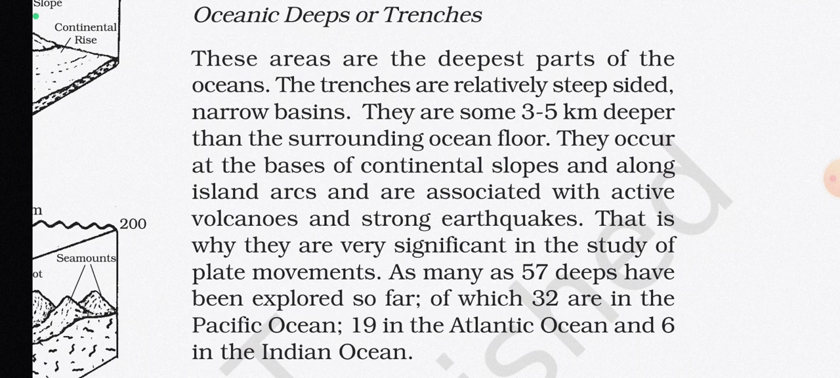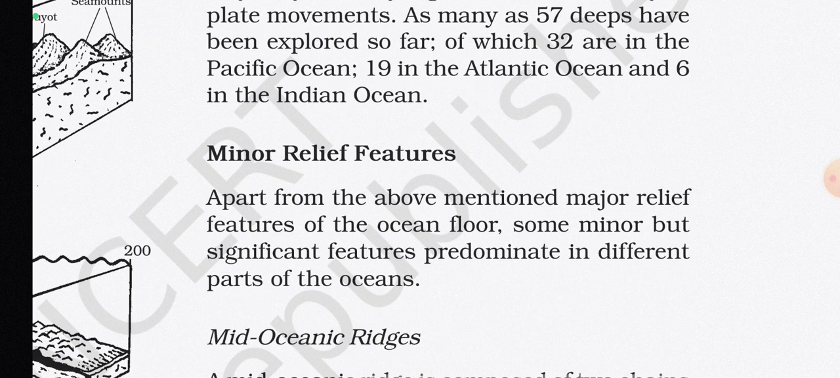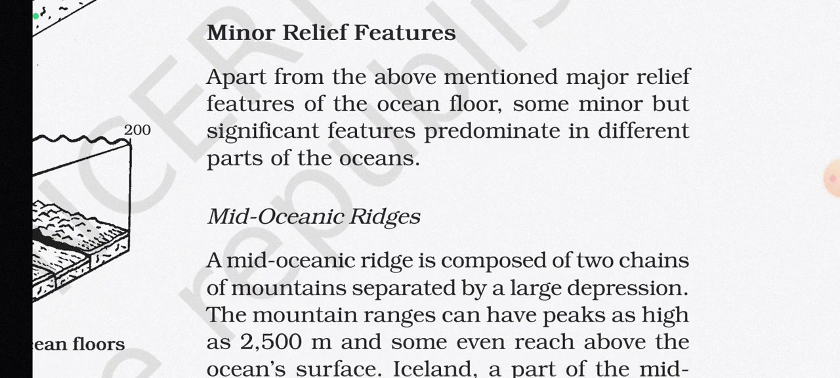As many as 57 deeps have been explored so far, of which 32 are in the Pacific Ocean, 19 in the Atlantic Ocean and 6 in the Indian Ocean. Minor relief features. Apart from the above-mentioned major relief features of the ocean floor, some minor but significant features predominate in different parts of the oceans.